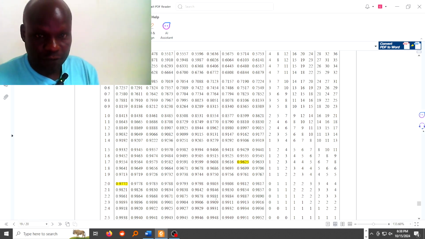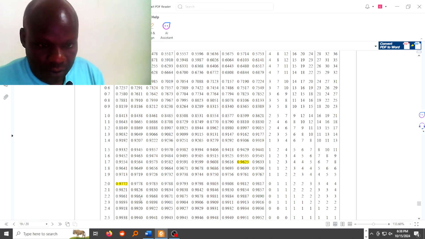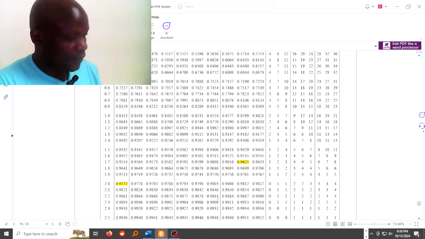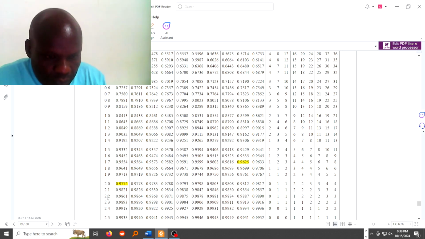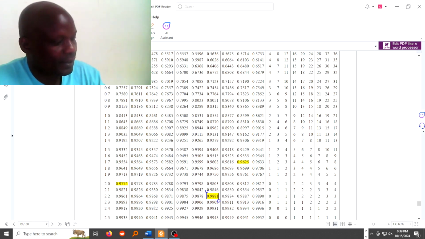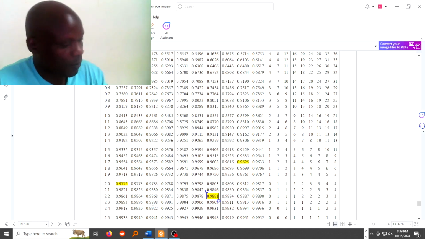Then for a Z value of 2.27, we check for 7. It should be somewhere here, 27. That gives us a probability value of 0.9881, and that's the value that we used. We subtracted it from 1 to get 0.0119, as you remember from our previous working.